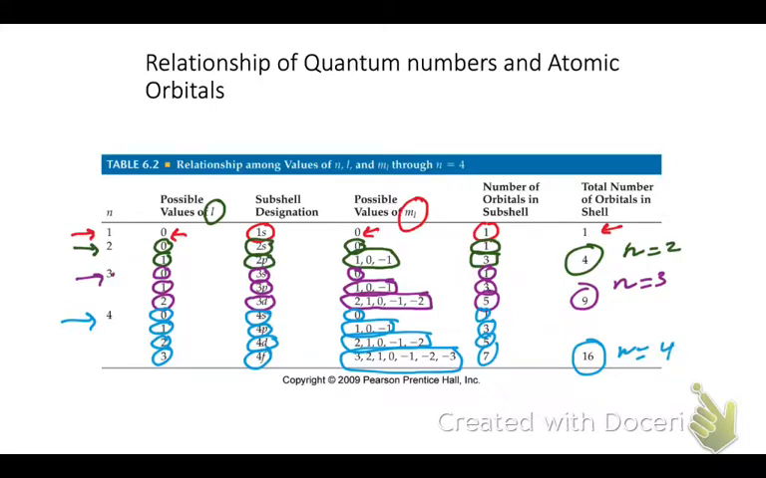Now, if I asked you what the max number of electrons is that you can fill, then for n equals 1, you have one orbital, so you can put 2 max. For n equals 2, you have 4 orbitals, so that's 8 electrons max. Every orbital can hold up to 2. For n equals 3, you have 9 orbitals, so that will be 9 times 2, which is 18 electrons max. And when it comes to 16 orbitals for n equals 4, that will be 32 electrons max.